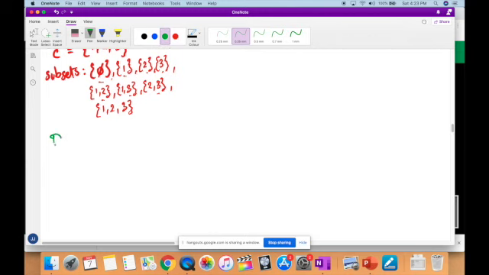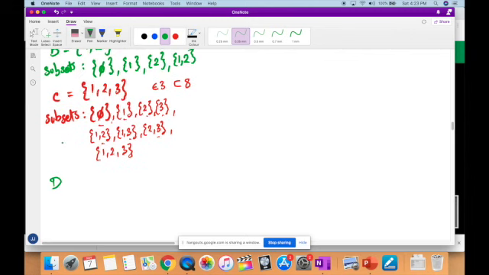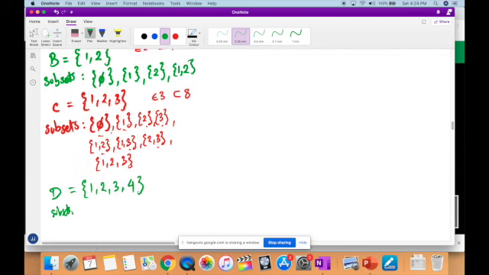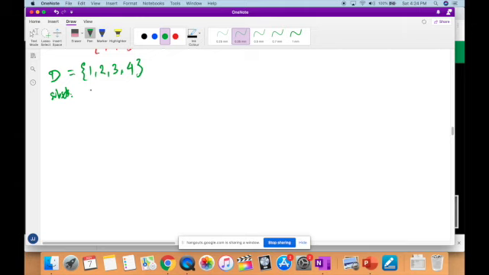So D equals 1, 2, 3, 4. So how many subsets am I going to get here? Alright, so first we have the empty set, and then we have what? All of these single digit subsets, right? So with 1, with 2, with 3, and with 4. You can tell I'm real tired drawing these curly brackets, right?